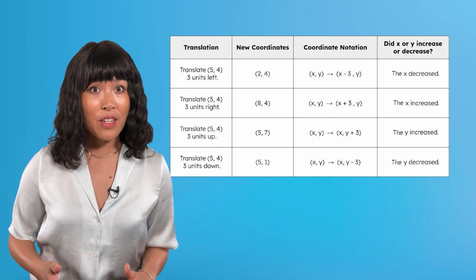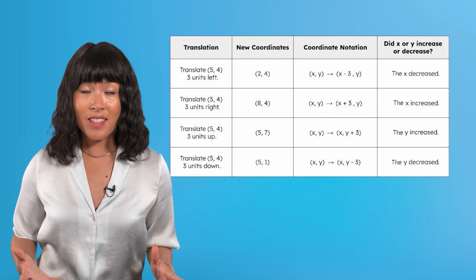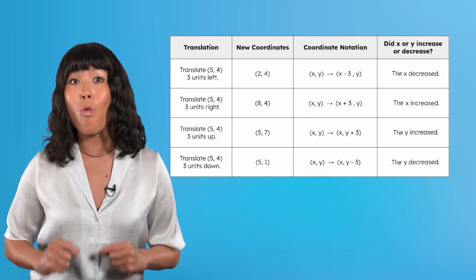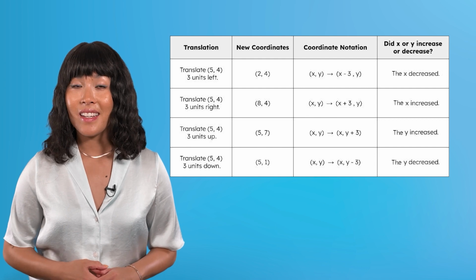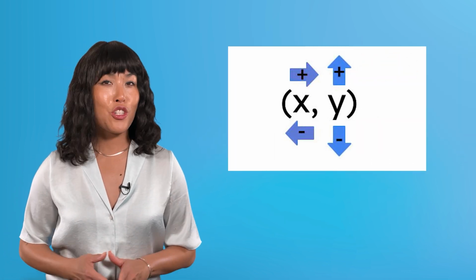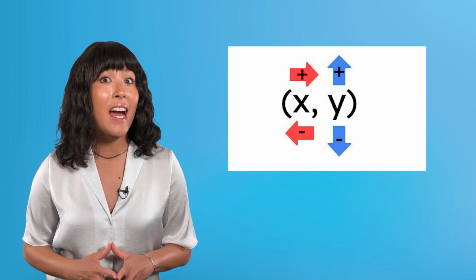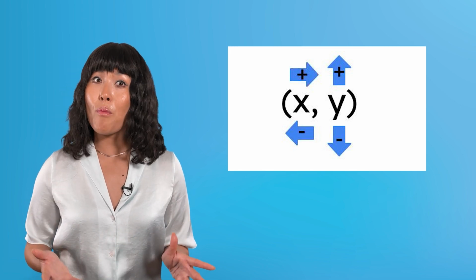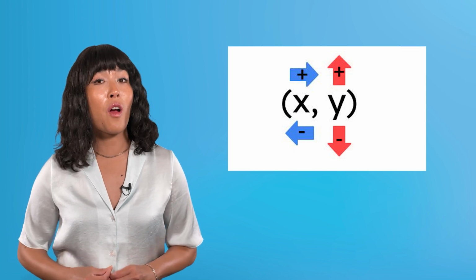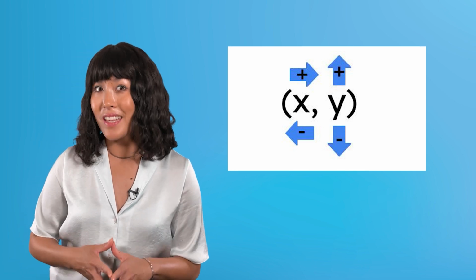These coordinate notations help us understand how translations in different directions and units affect the coordinates of a pre-image. Here's a visual summary of all of that. To translate right or left, we add or subtract from the x-coordinate. To translate up or down, we add or subtract from the y-coordinate. Let's apply what we've learned to some example problems.